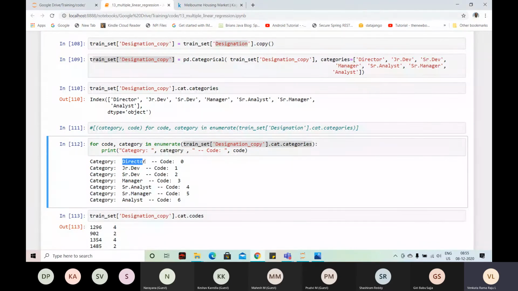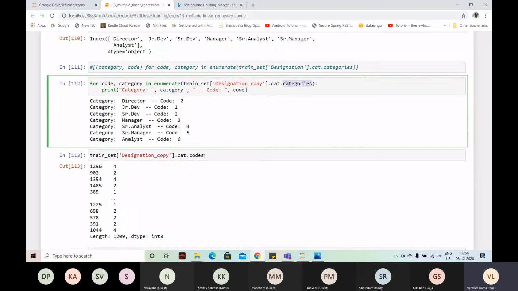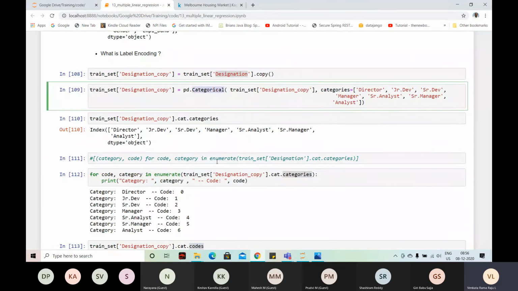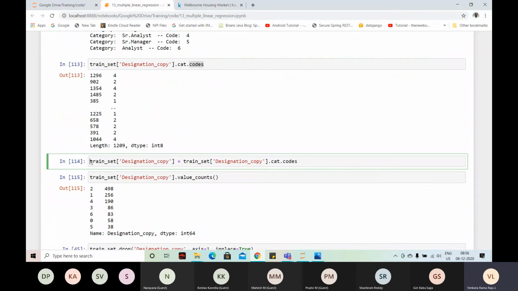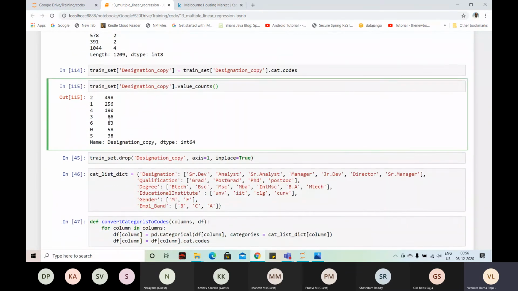Wherever you find director, you replace with 0. Wherever you find junior developer, you replace with 1. Wherever you find senior developer, like that. In the cat, there are categories, and there are codes also. By default, this categorical will assign codes also. You can do this way or this way. If I say cat.codes, it has already assigned the codes to each category. You can take this and replace the original value like this: train.designation equals cat.codes. Now all the values have converted to numbers.